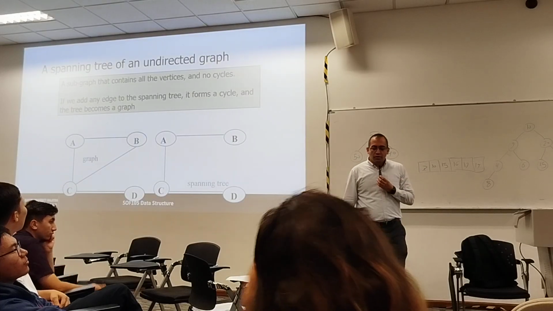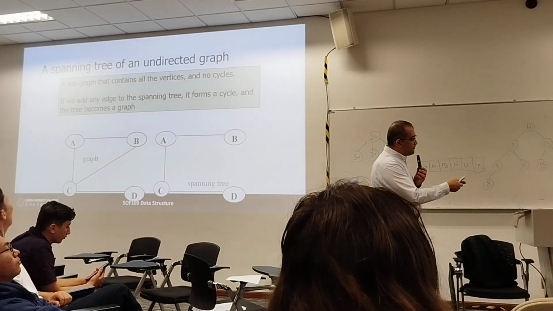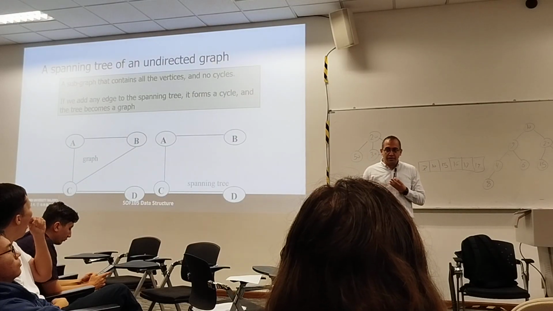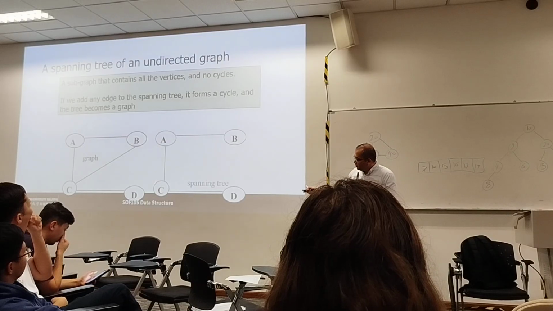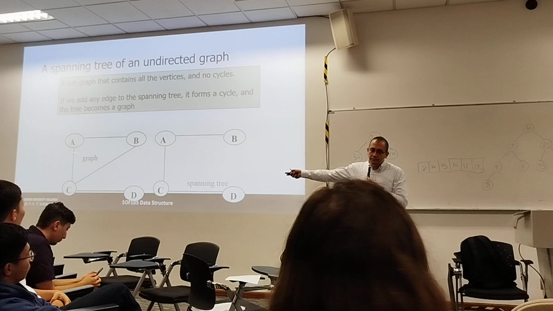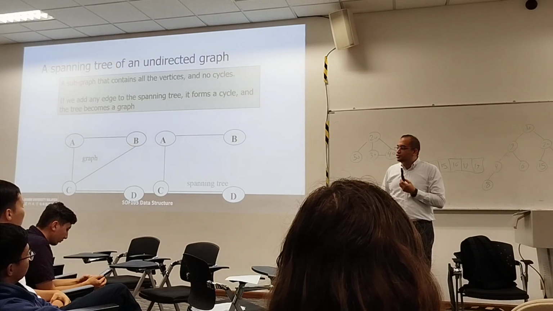Spanning tree. Okay, what is a spanning tree? Let's say I have this graph. We know that a tree doesn't contain cycles, right? So I have this graph here, A, B, C, and this graph contains a cycle. Is this a tree? No. So what is a spanning tree?